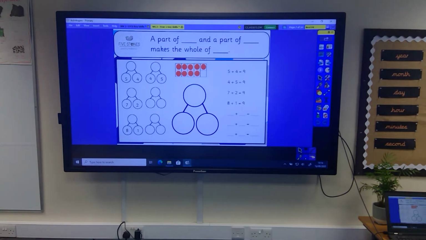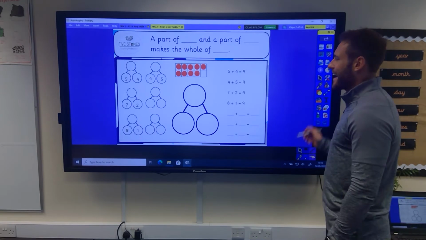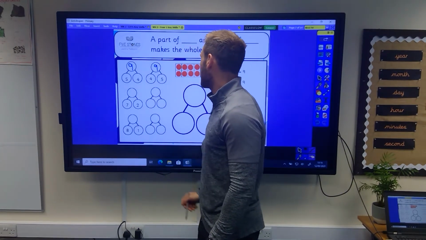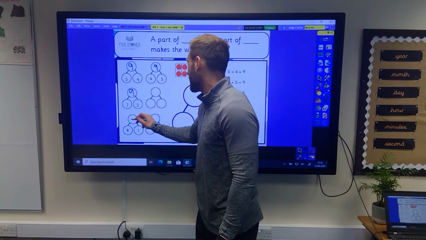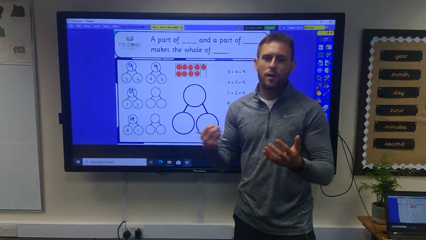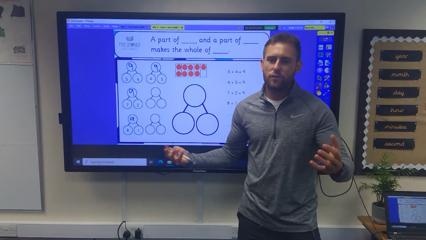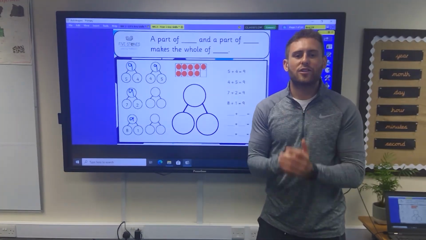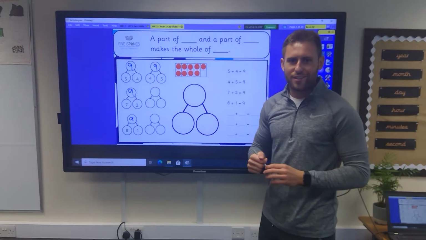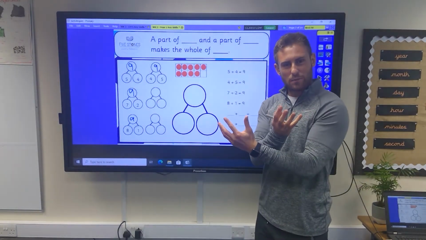Pause the video if you'd like more time. Yes, great, good spot. You'll know straight away that this is the whole of 9, because 7 and 2 make the whole of 9. 8 and 1 make the whole of 9. 5 and 4, 4 and 5 make the whole of 9. What did we notice about these two-part whole models? Yes, I've just switched the parts around.